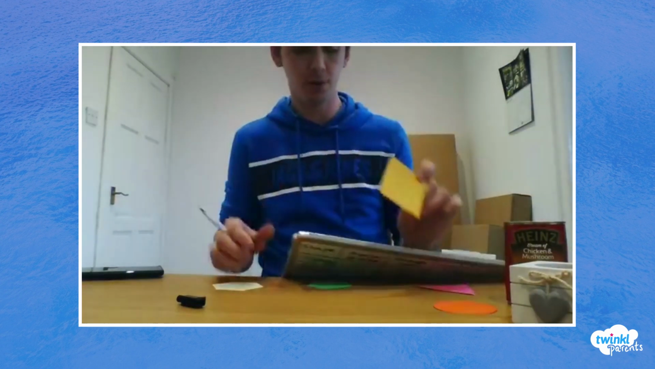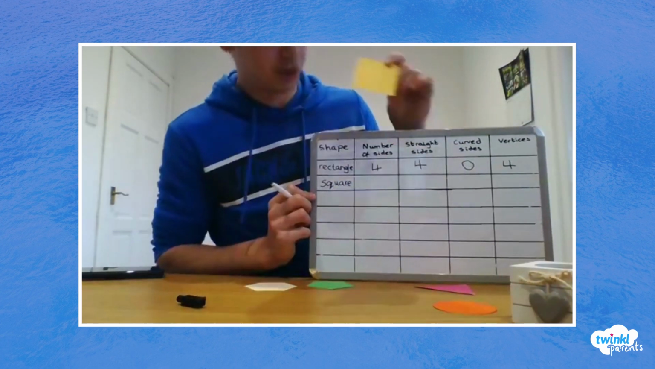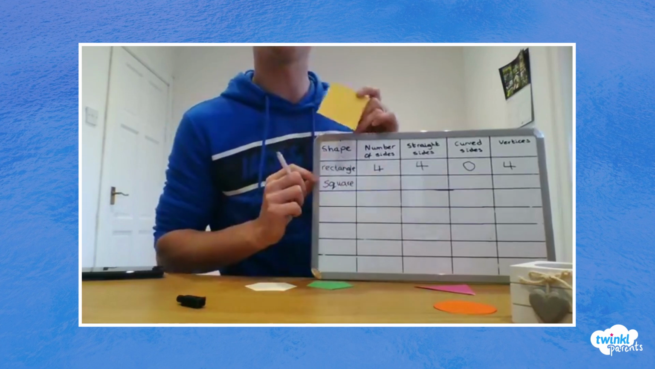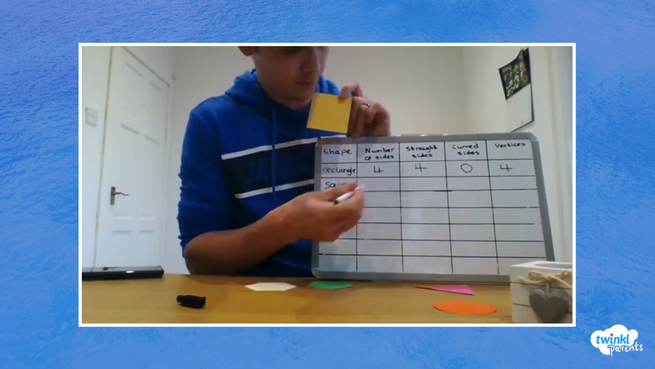Perfect. So I'm trying to do a balancing act. I keep dropping the whiteboard. Now we're going to start with the square. So first of all, the number of sides. It has 1, 2, 3, 4. Easy peasy.